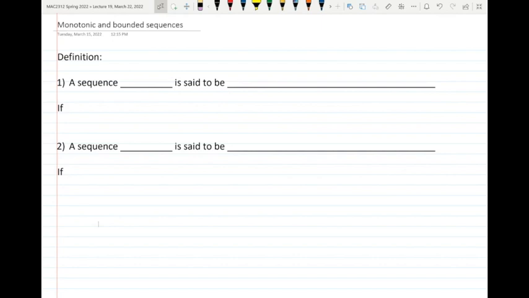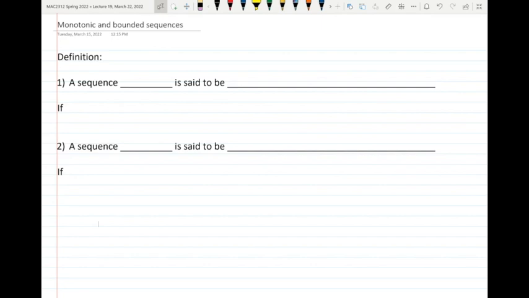Okay. So for this, we need a couple of definitions, which are very straightforward. The notion of a monotonic sequence, and by monotonic I mean either increasing or decreasing. Remember, sequences are functions. An increasing function is a function that's going up, right? Same thing with a sequence. The sequence is increasing if its terms are getting bigger and bigger. And similarly with decreasing.